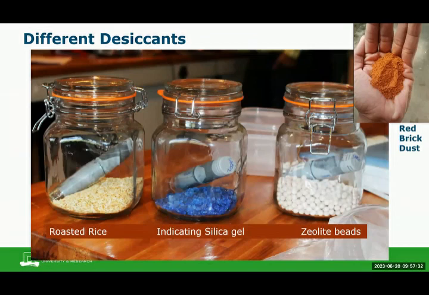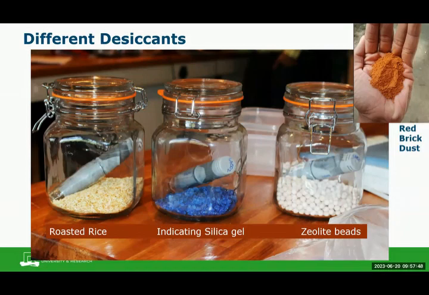On the left side, we can even use roasted rice. You just roast the rice on a hot pan, then cool it, and you can use it to dry the seeds. It also dries seeds like anything. Silica gel can be used, and even zeolite beads can be used.